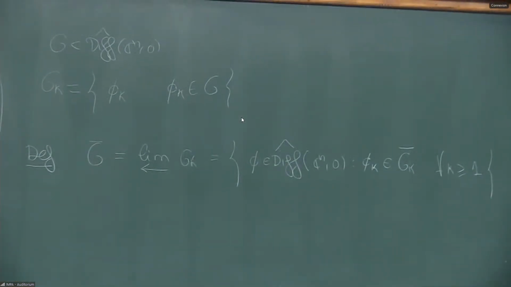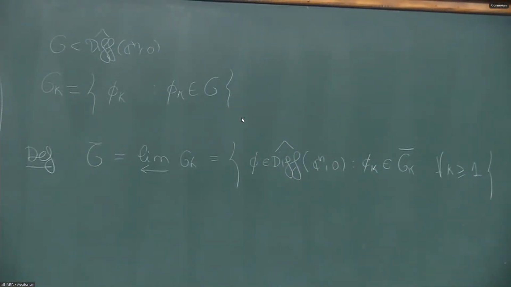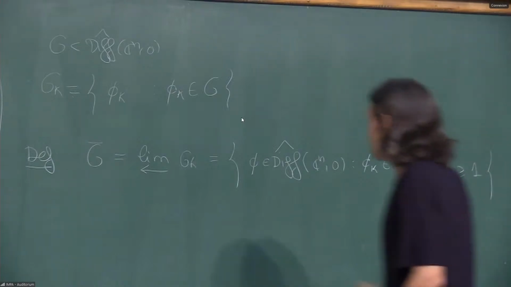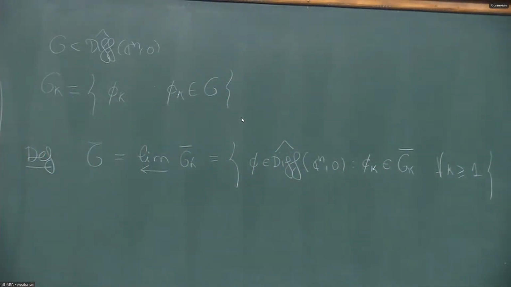Okay, you want to write G_k bar, right? Yes, you're right, exactly. Thank you very much. Yes, otherwise we could get the initial group.